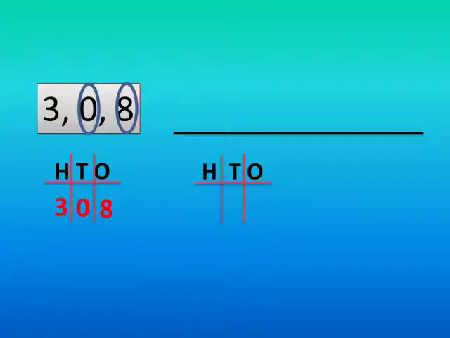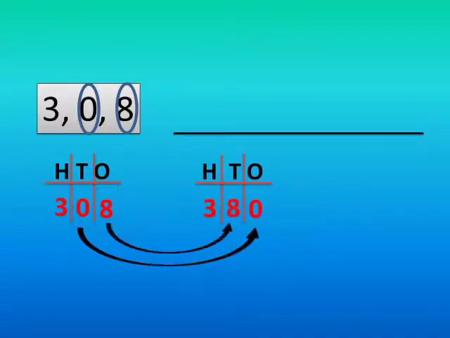To form the other number, we will interchange the digits at tens and ones place. Here, the digits at tens and ones place are 0 and 8. By interchanging, we will write 0 at ones place and 8 at tens place. Thus, the new number formed is 380.